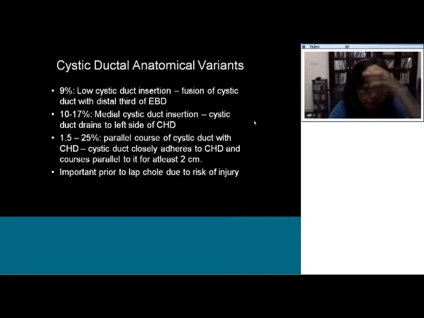There can be variants in the cystic duct anatomy as well. In 9%, you can have a low insertion of the cystic duct where the cystic duct fuses only with the distal third of the extrahepatic bile duct. In 10 to 17%, you can have medial insertion where it drains to the left side of the common hepatic duct. And in up to 25%, you can have a parallel course of the cystic duct with the common hepatic duct. So it's closely adherent to the common hepatic duct, at least for 2 centimeters. This particular variant is important because there's a high risk of injury to the common hepatic duct at the time of laparoscopic cholecystectomy.